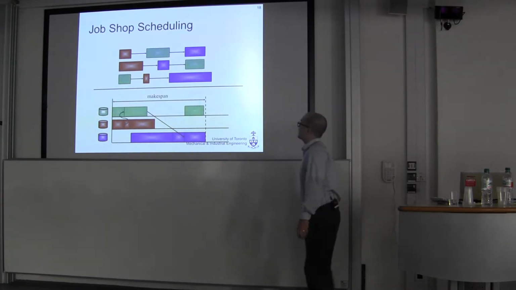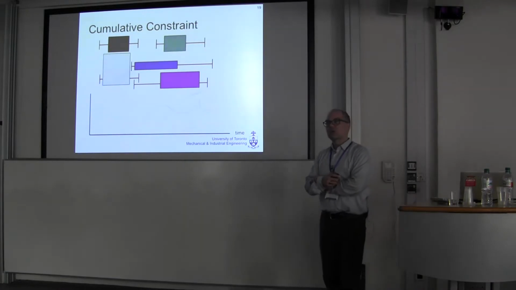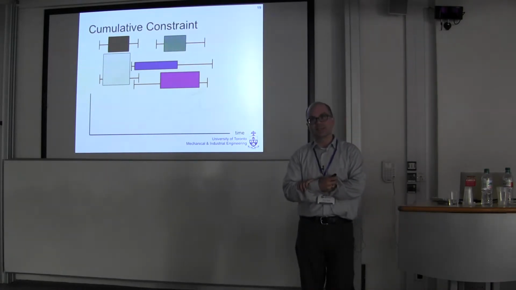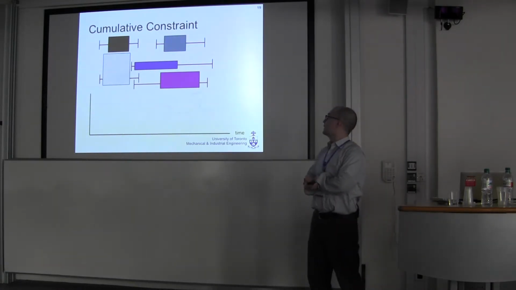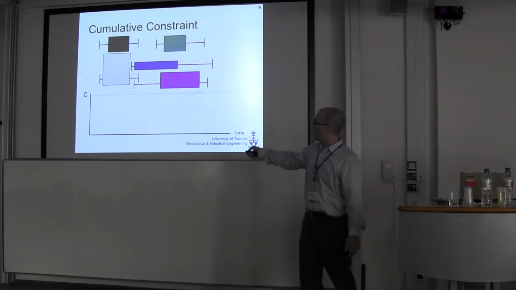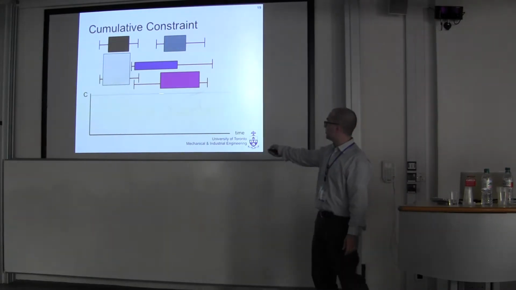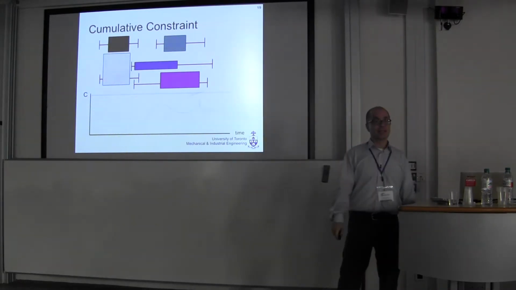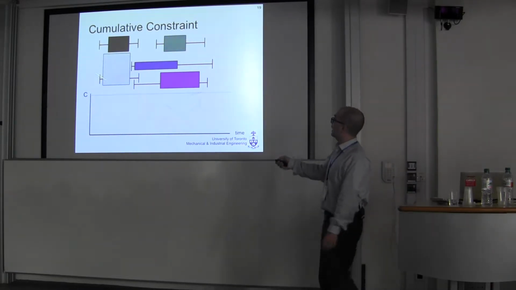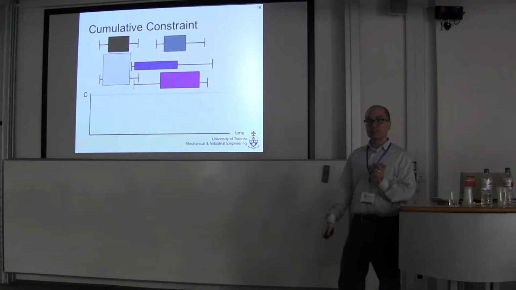Okay, job shop scheduling. Here's an example of the workhorse of CP scheduling, which is the cumulative constraint. The idea is the following. We've got time along the x-axis, and capacity along the y-axis, and this line indicates the maximum capacity on this machine. These are activities. The length of the rectangle corresponds to the duration.